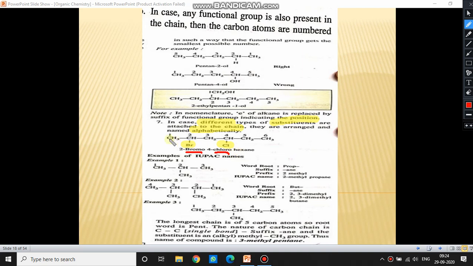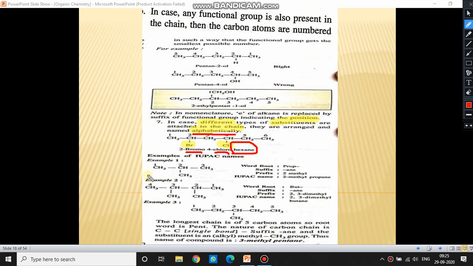And hexane, why? Because we have 6 carbons in our chain, so hexane is our parent. In this parent, at room number 2 we have a guest bromo, and in room number 4 we have a guest chloro. So bromo is put first because the alphabet B comes first and C comes later. So this is the rule that we have used here, that they have to be arranged alphabetically. Now let us look at these few examples.